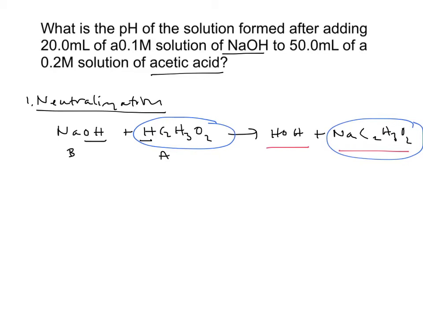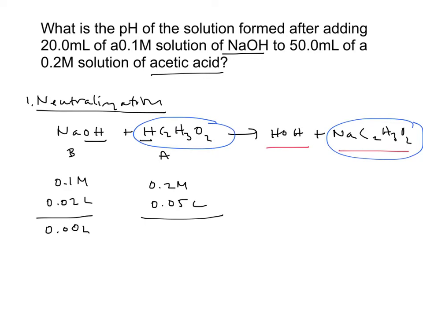And this is basically just a normal stoichiometry problem. For sodium hydroxide, the given information, I have 0.1 molar, and I have 0.02 liters. And for acetic acid, I have 0.2 molar, and 50 milliliters is 0.05 liters. So if I was to figure out how many moles this is, we know that molarity times volume is moles. So I'm going to take the molarity of the base, which is 0.1, multiply that by 0.02, and I get 0.002 moles of base. And I have 0.2 times 0.05, and I have 0.01 moles of acid.